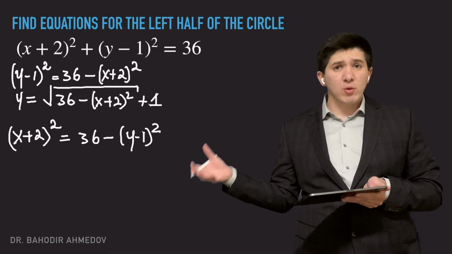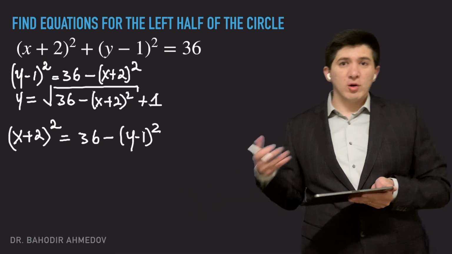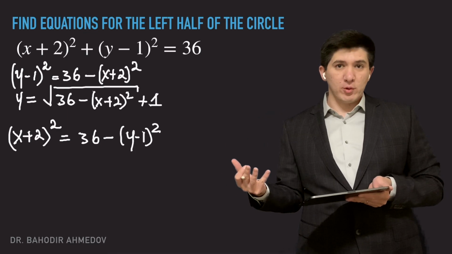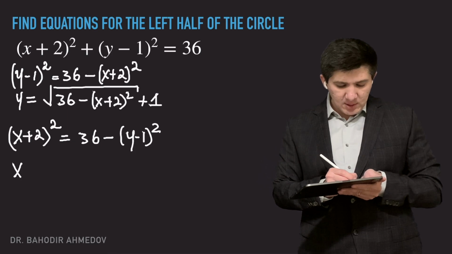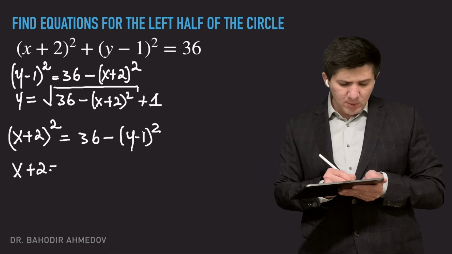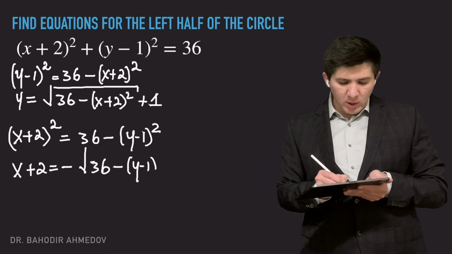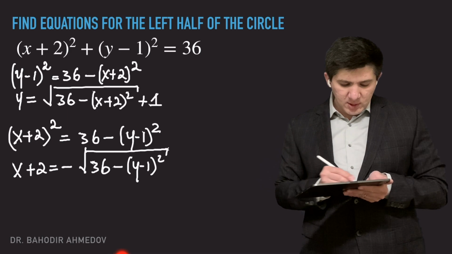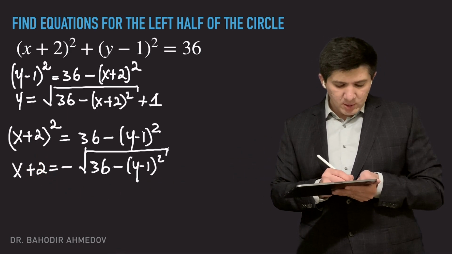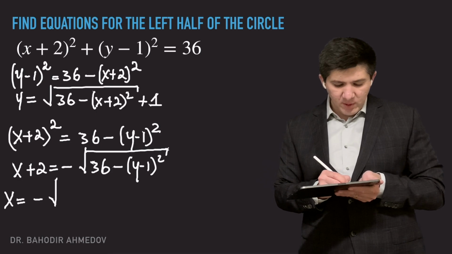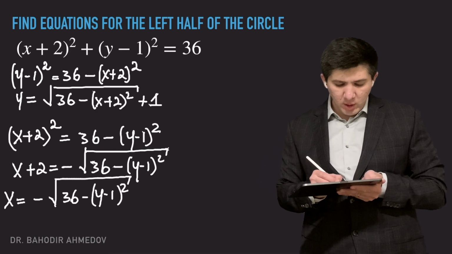And again, if you take the square root from both of the sides, you can write this as plus or minus the square root, right? So what you're going to do is take it with the minus square root, because x should be always negative. So x plus 2 is equal to the negative square root of 36 minus y minus 1 squared. Then this 2 should go to the left so that you can write x is equal to something, right? So x is equal to the negative square root of 36 minus y minus 1 squared, minus 2.